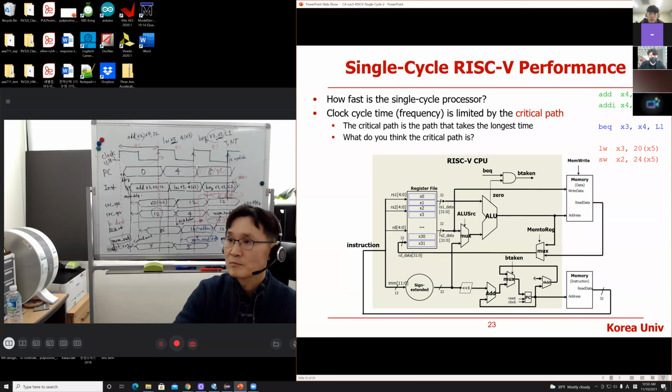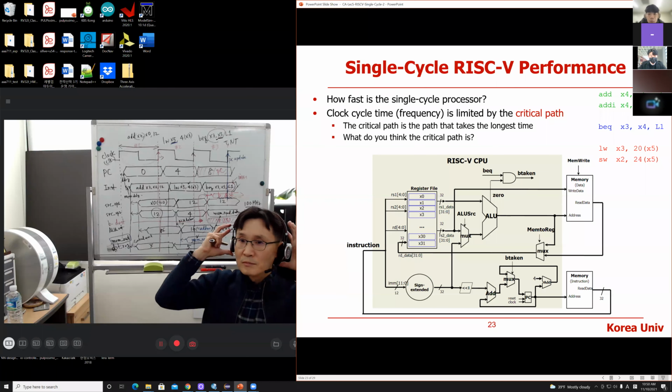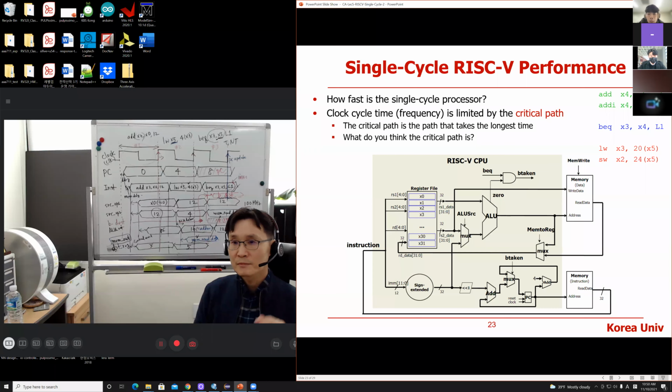Yes. How fast is the single cycle processor? Clock cycle time. Frequency is limited by the critical path. The critical path is the path that takes the longest time. What do you think the critical path is? Okay, thanks. You have to figure out the critical path of that single cycle CPU.